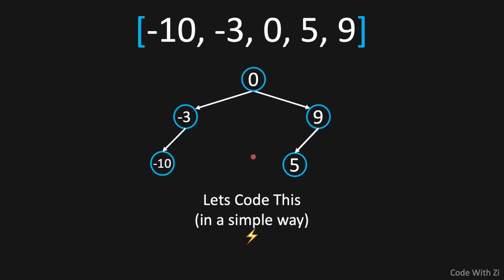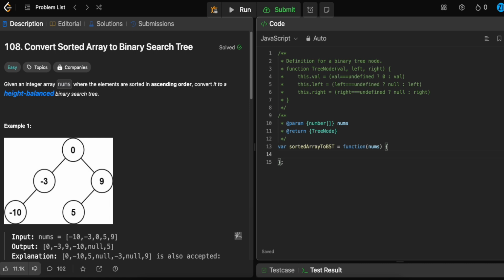Now let's code this in the simplest way possible. Alrighty, let's solve this together. So the very first thing that we're going to need is to find the middle in our array. So we're going to say const mid is going to be equal to nums.length divided by 2. Nums is the array that we were given, and we're going to divide the length of that array by 2 to find the middle. But because we don't want to have any decimals, we're going to say Math.floor. So that, for example, if we get 3.5, we're just going to get 3 instead.